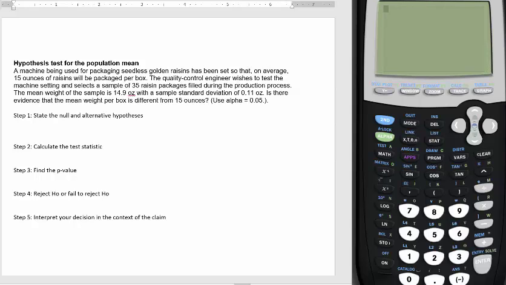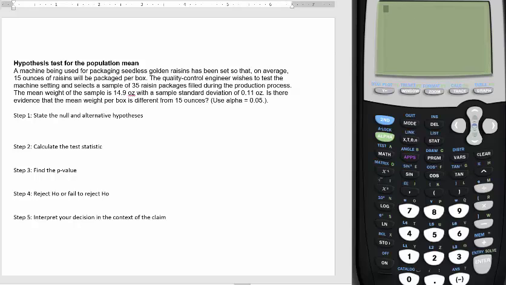A machine being used for packaging seedless golden raisins has been set so that on average 15 ounces of raisins will be packaged per box. The quality control engineer wishes to test the machine settings and selects a sample of 35 packages filled during the production process. The mean weight of the sample is 14.9 ounces with the sample standard deviation of 0.11 ounces. Is there enough evidence that the mean weight per box is different from 15 ounces? So the engineer suspects that the mean weight is different from 15 ounces. We need to study this claim. And he says use alpha equals 0.05.